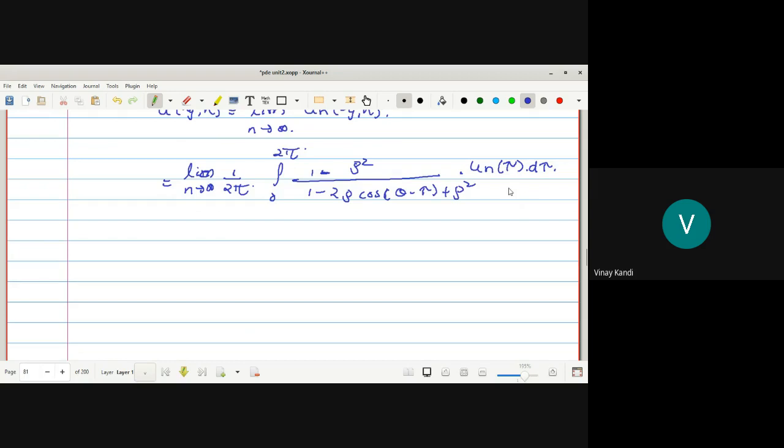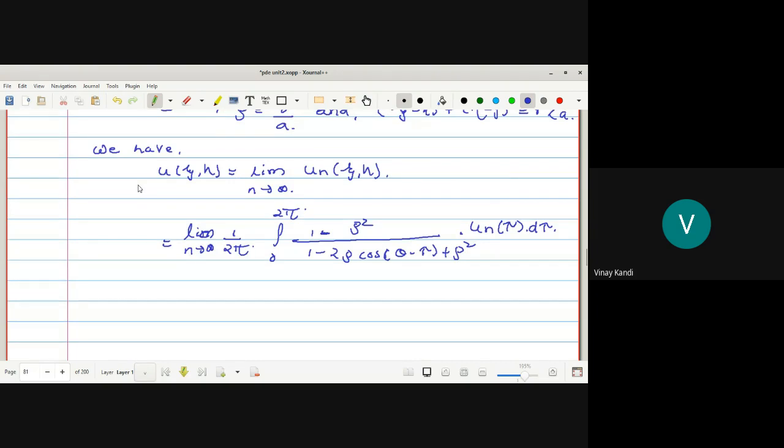Okay, now here the u_n of tau is uniformly convergent to the limit function u. If u_n is uniformly convergent to u, then we can interchange limit and integration. So this is equal to 1 upon 2 pi integration 0 to 2 pi of 1 minus rho square divided by 1 minus 2 rho cos theta minus tau plus rho square, into limit n tending to infinity of u_n of tau theta.